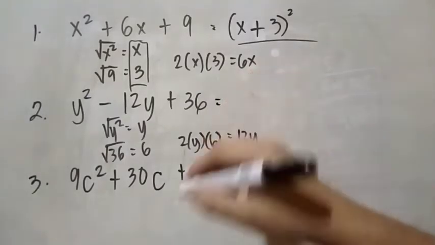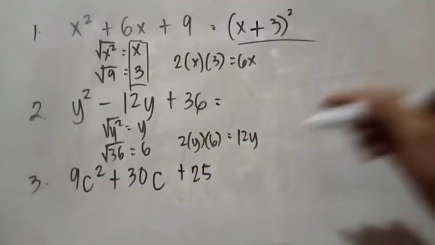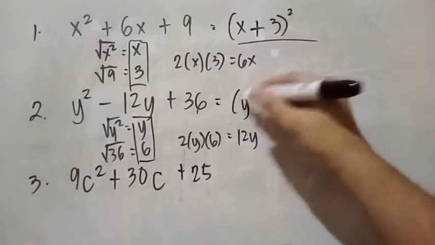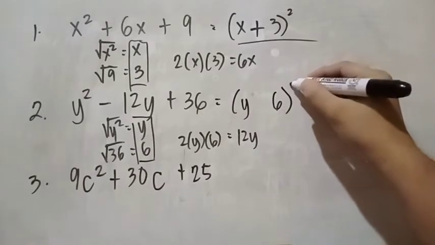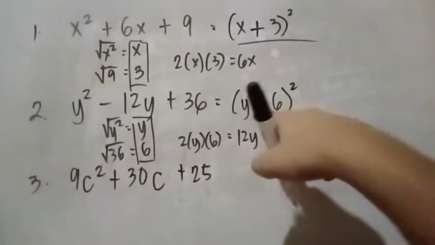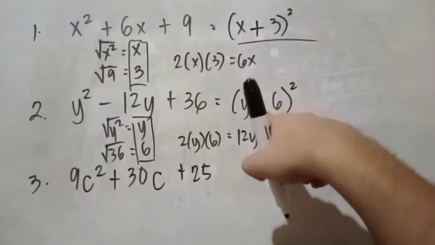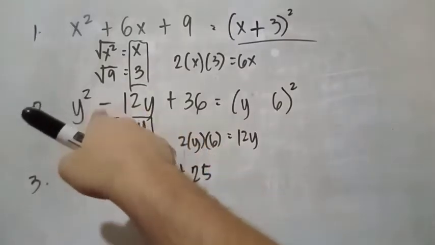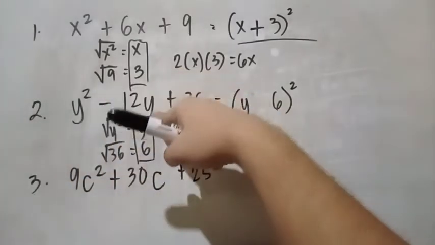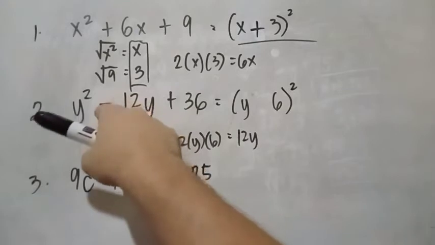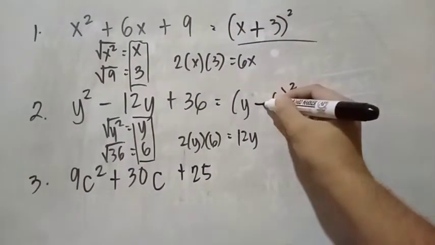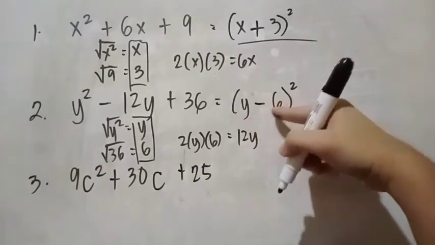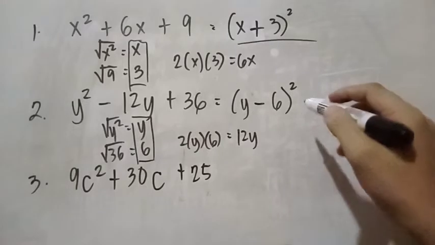Now, kukunin natin yung terms ng binomial bilang factors, no? So, we have y at saka 6. So, isulat natin y and then 6 and then erase natin sa 2. So, ano bang magiging sign nito? Again, yung sign ng sa pagitan ng dalawang terms ay sign ng middle term. So, negative 12y yung middle term natin. So, kukunin natin yung negative sign. And this is the sign between the two terms of a binomial. So, we have y minus 6 quantity squared.